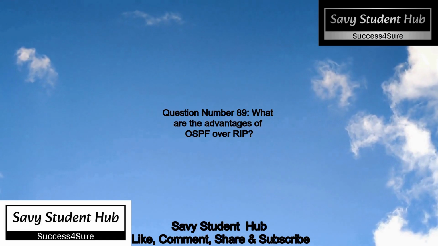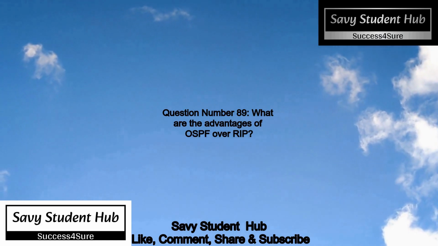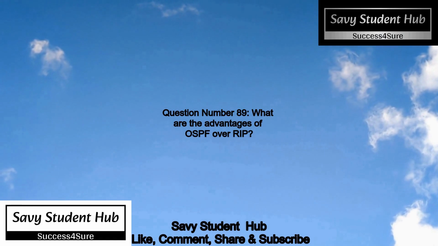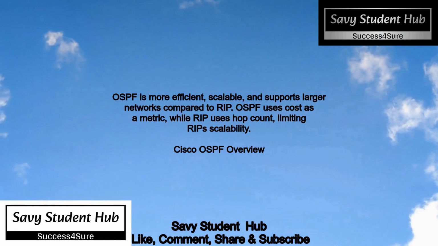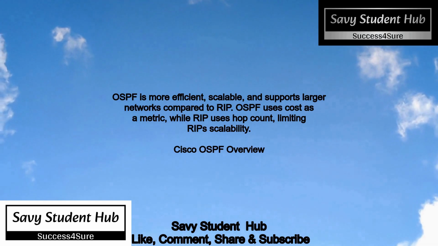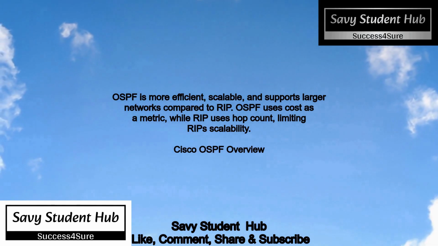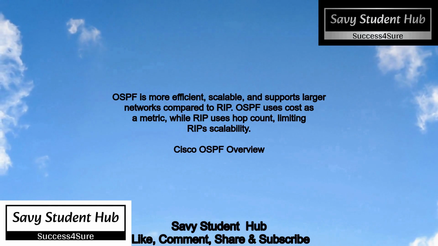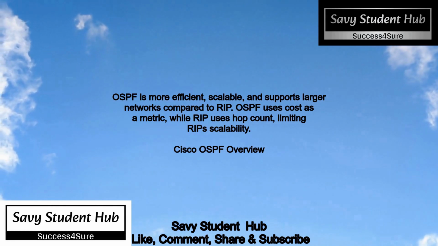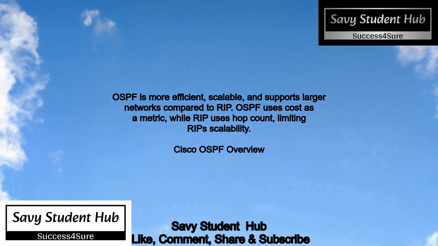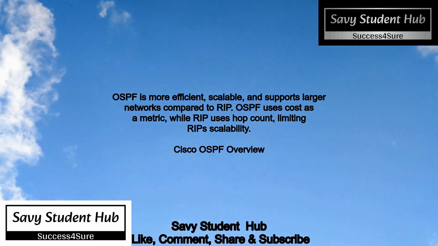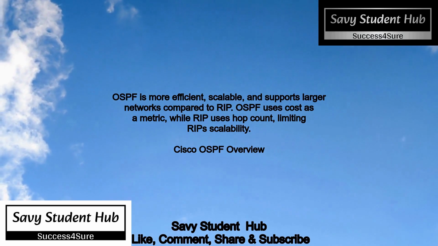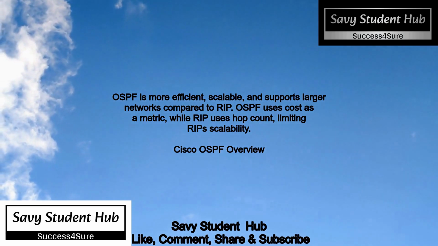Question number 89. What are the advantages of OSPF over RIP? OSPF is more efficient, scalable, and supports larger networks compared to RIP. OSPF uses cost as a metric, while RIP uses hop count, limiting RIP's scalability.